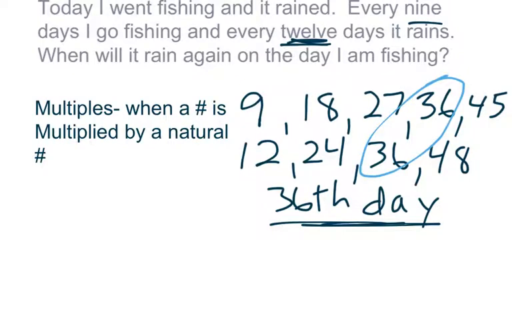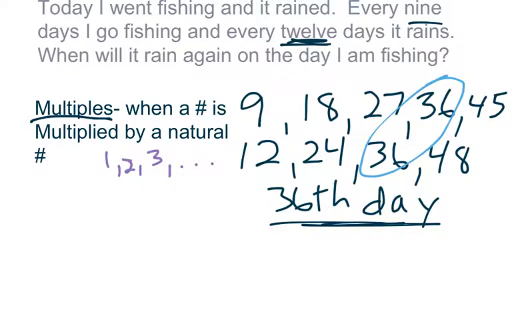Now, multiples are when a number is multiplied by a natural number. And if you'll recall, natural numbers are numbers that are the counting numbers. What do we start counting with? 1, 2, 3, etc.